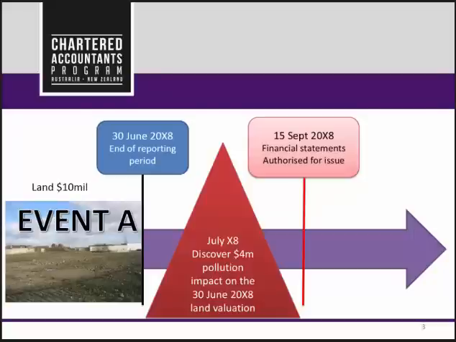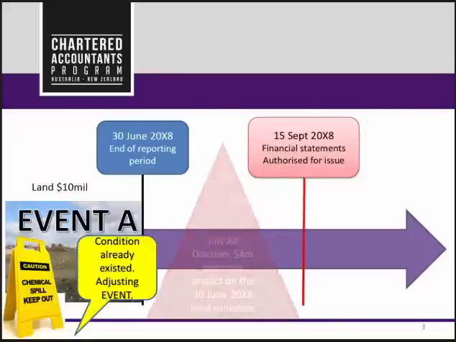The hardest question to answer under IAS 10 is, does this provide evidence of a condition that existed at balance date? In the case of the land, yes, it did. The pollution had already occurred at year end. The information that came up in July told us more about that existing condition. This means it is an adjusting event and we need to recognise the impairment loss on the land in the 30th of June 2008 financial statements.